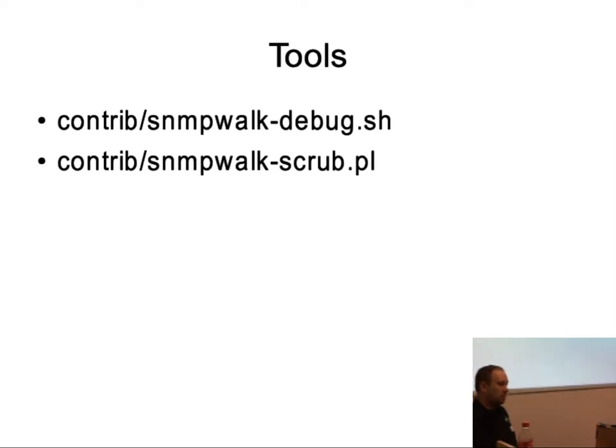The SNMP walk scrub lets you pass the output from some of your SNMP walks through it, and it will remove IP addresses, so that any of your internal IP addresses or external public addresses don't leak out to a mailing list and so on.